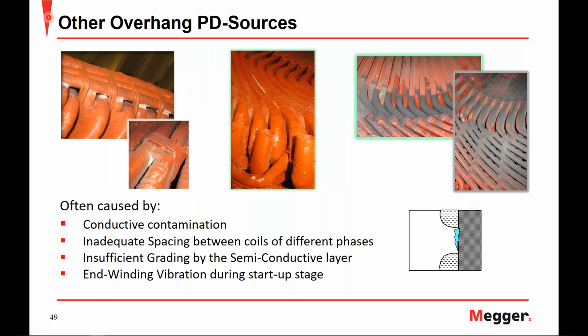Taking a look at some other overhang partial discharge sources, if we look at the right-hand side over here, we have conductive contamination, as we can see on the windings. In the middle, we have inadequate spacing between coils, and again, you can see the residue left over from your partial discharge activity. On the left here, we have insufficient grading of the semiconductive layer, and then an example of end winding vibrations, typically due to the startup stage.